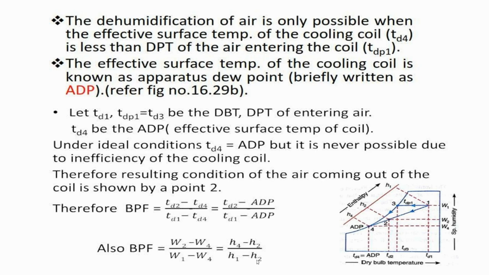So now the bypass factor we can see here is Td2 minus Td4 upon Td1 minus Td4, and we can also denote the bypass factor with the help of specific humidity and enthalpy change. So this is written as W2 minus W4 upon W1 minus W4, and the same as H2 minus H4 upon H1 minus H4.